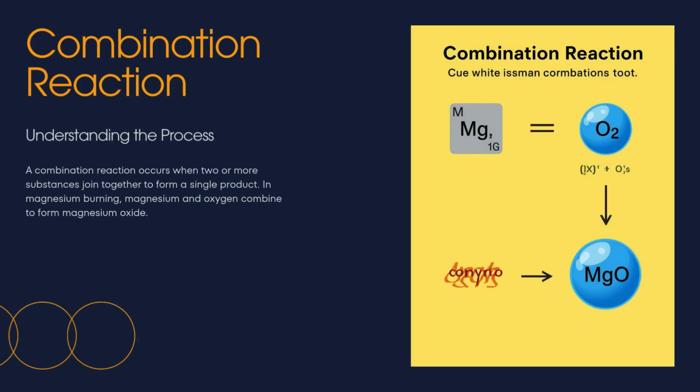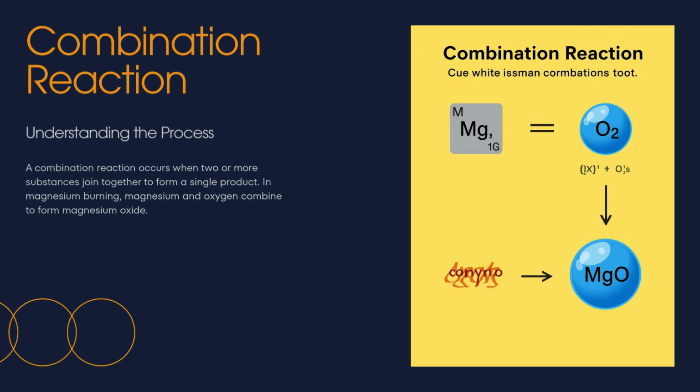The burning of magnesium releases a large amount of energy. This energy is released in the form of heat and light. Because energy is released during the reaction, it is called an exothermic reaction. This is why the flame appears extremely bright.